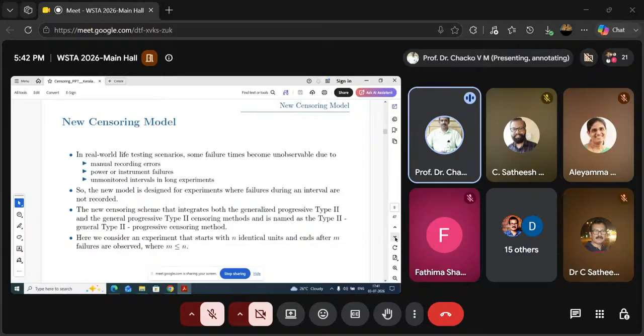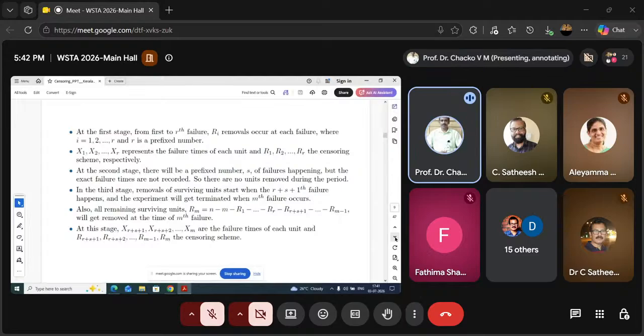Here we consider the experiment that starts with n identical units and ends when m failures are observed, where m is less than or equal to n. At the first stage, from the first to the rth failure, as usual, Ri removals occur at each failure, where i equals 1 to r, and R is a prefixed number. I will show the picture. This is the picture. At the first failure, we will remove R1. At the second failure, we will remove R2, and so on. At the rth failure, we will remove Rr number of units from the test.